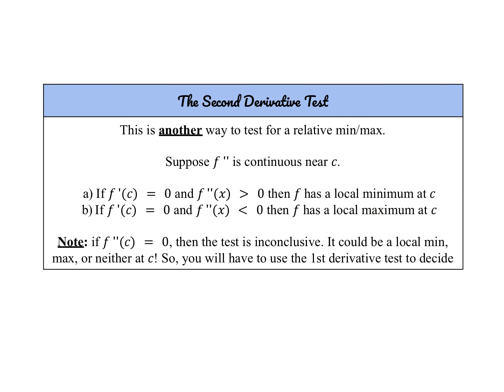I do want to point out that if your second derivative is equal to 0, so it's not greater or less than 0, then this test is inconclusive, meaning we can't use this test to determine if it's a relative min or max. So in that case, we would have to go back to that first derivative test to decide.